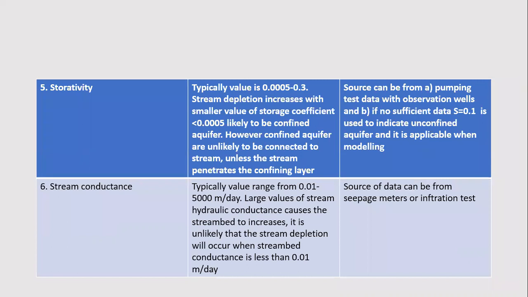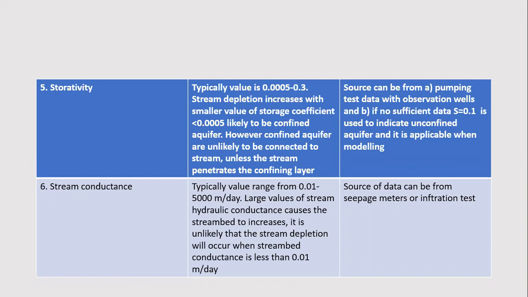So number 5, you have your storativity. The literature is saying that if you have low storativity, it means that it is a confined aquifer, because confined aquifers are involved in low storativity. It is likely that stream flow depletion increases in low storativity, which is lower than 0.0005. But it's unlikely for you to have this confined aquifer connected to a stream, unless the stream penetrates the confining layer. I think you've seen in the previous diagrams where you have your stream and a confining layer.